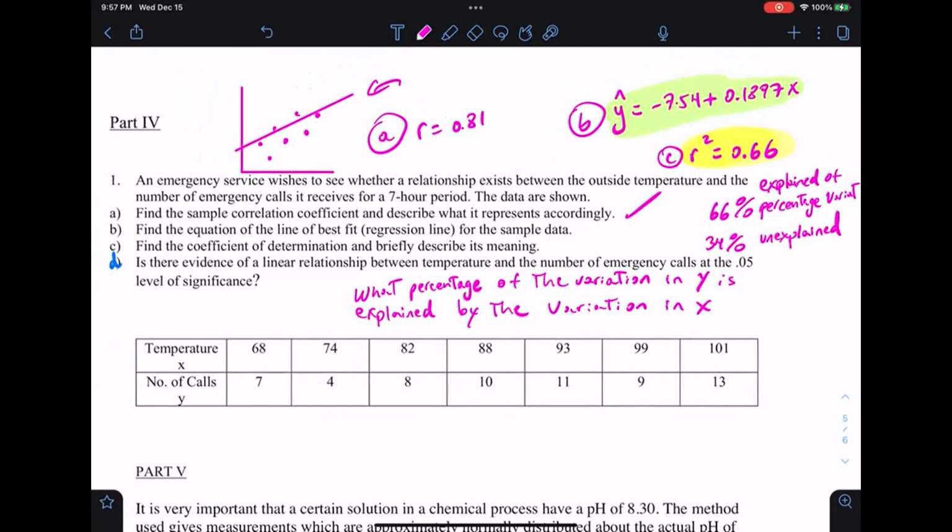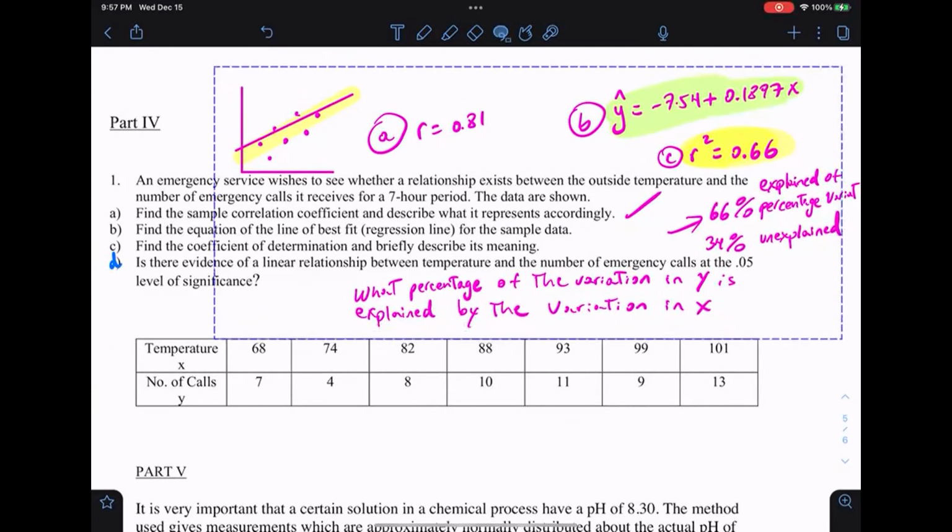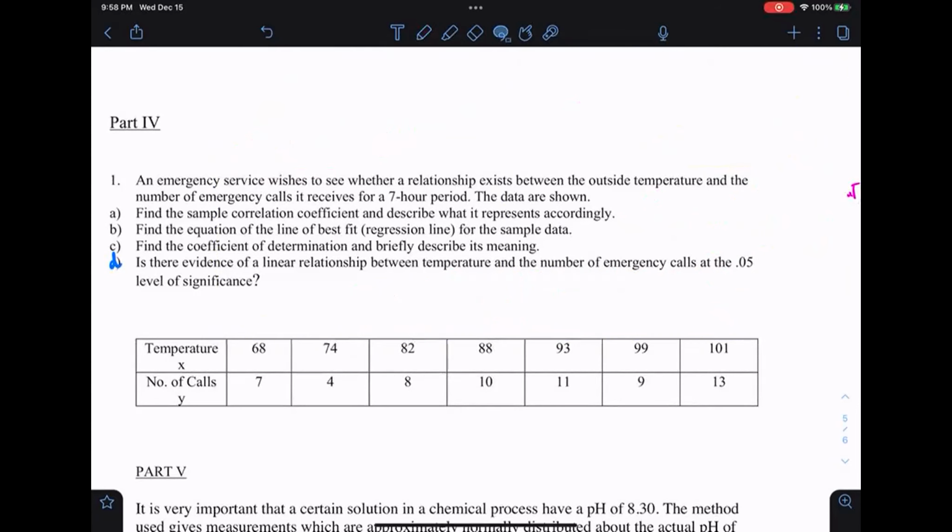So if they're asking you what the coefficient of determination does, it tells you basically what percentage of the variation of Y is explained by the variation in X, period, right? So 66% of the variation is explained by this line, and 34% is unexplained. Now, the last part is asking you, is there evidence of a linear relationship between the temperature and the number of emergency calls?